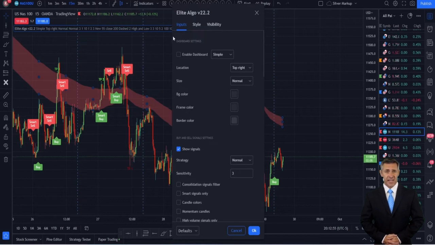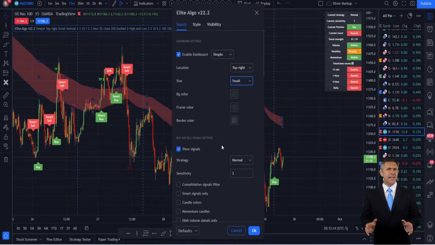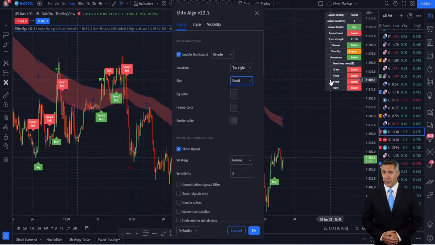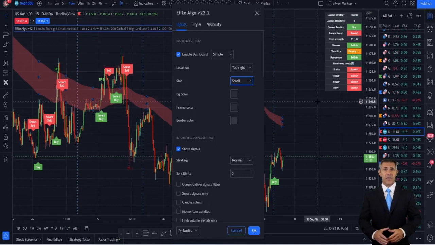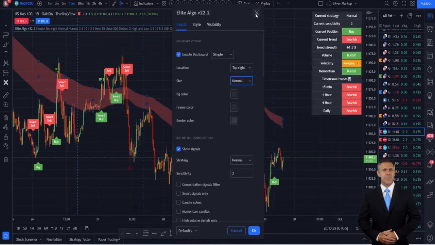Starting from the top, I like how the Elite Algo system starts with visualization. What I mean by that is, if I turn on the dashboard, I like to make it small and leave it on its regular setting of simple. Then the dashboard pops up and gives you trend and momentum, and even multiple layers of the trend on multiple time frames. Let me increase it real quick so we can focus on that.